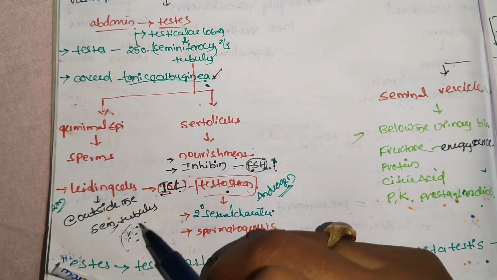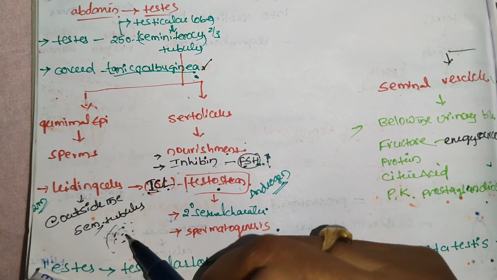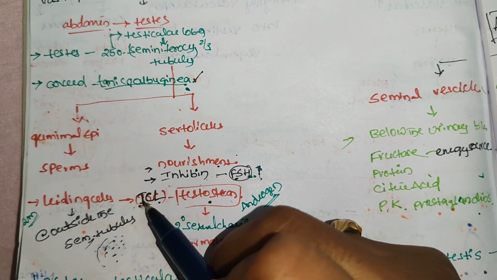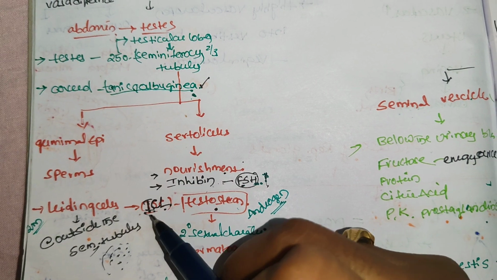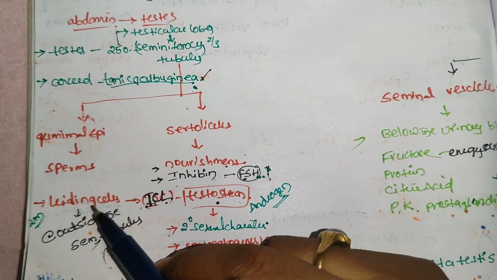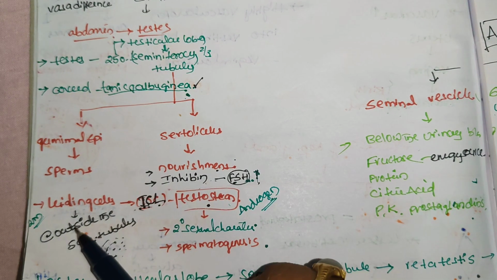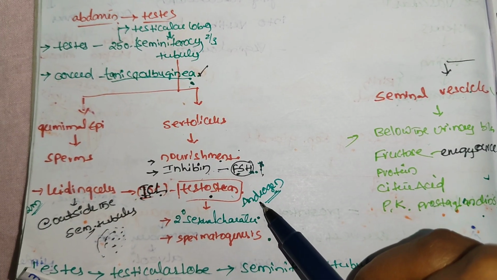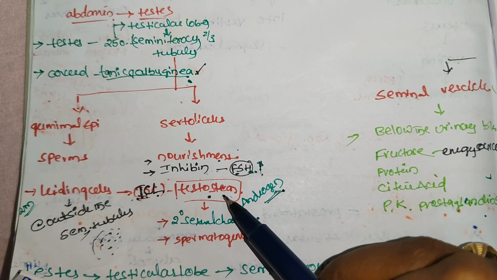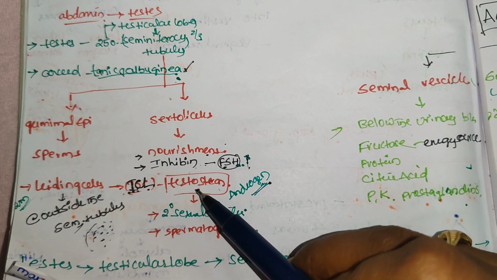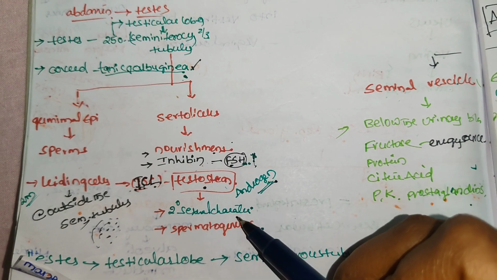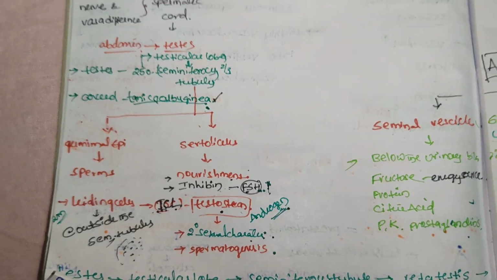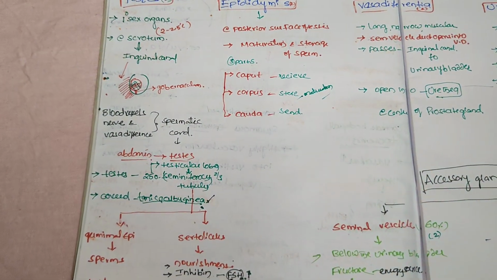Outside the seminiferous tubules we have spaces called interstitial spaces, and those cells are called Leydig cells. This is also an important 2 marks question in IPE. Leydig cells are responsible for the production of the androgen hormone, testosterone. Testosterone is responsible for secondary sexual characters and also for spermatogenesis. So this is the information regarding the testis.